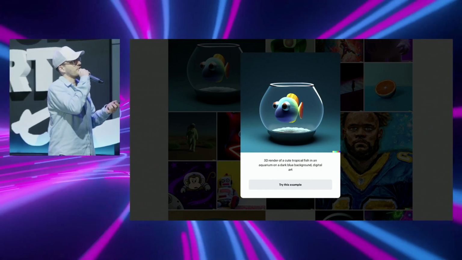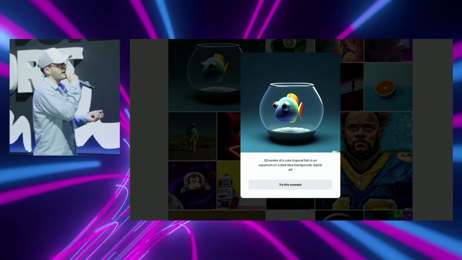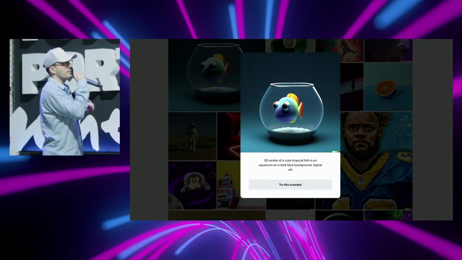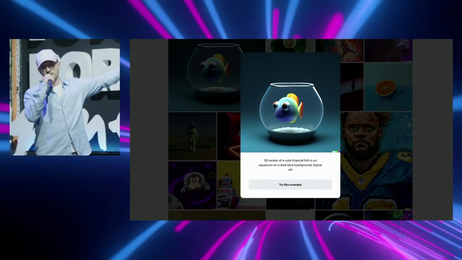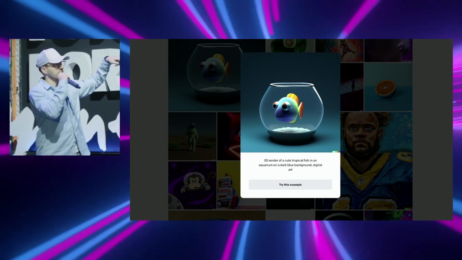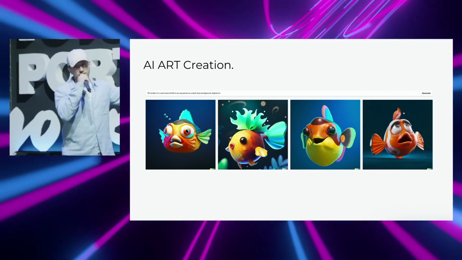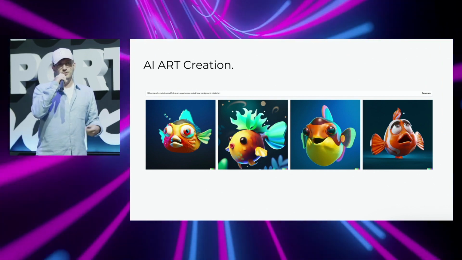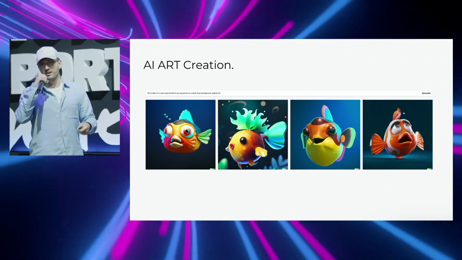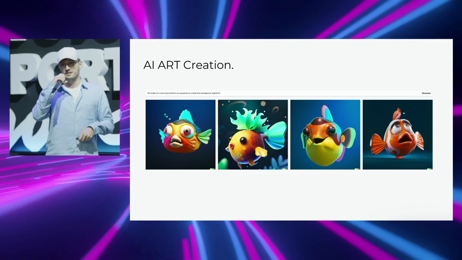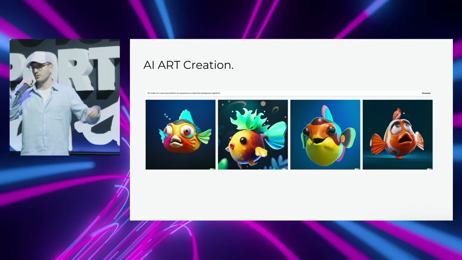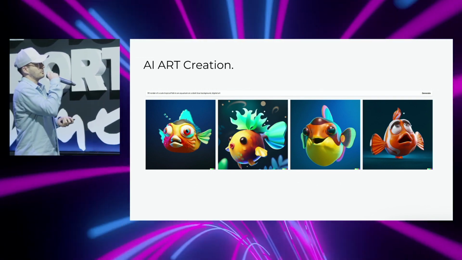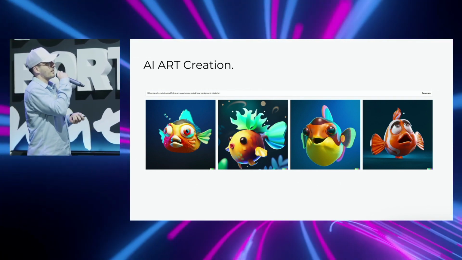You can produce this kind of fish by typing into the AI tool: 3D render of cute tropical fish in aquarium, dark background, digital, and so on, and then the AI comes up with this image. You can then scale it to many different images with the same description. The ultimate power is that you can type any of your ideas, and the AI produces the way it sees how they're supposed to look. So this is one of my favorite examples.